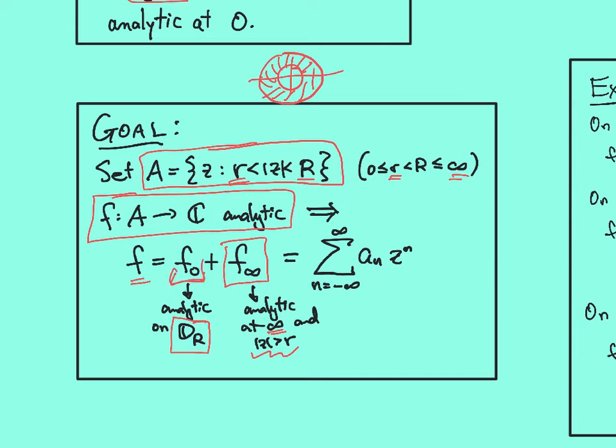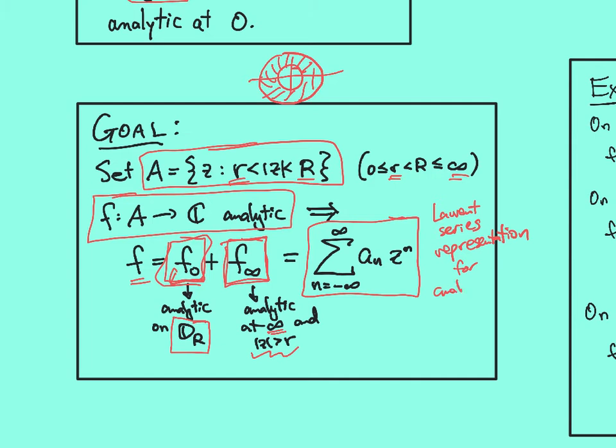And now this part, f0, will have a typical power series representation, whereas f infinity is going to have what's called a Laurent series representation, or it'll be a power series with respect to negative powers of z. And this whole thing is also called a Laurent series. And so this is what our goal is, to find Laurent series representations for analytic functions on annuli.